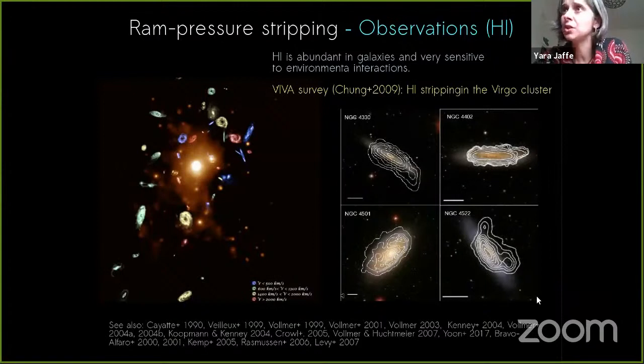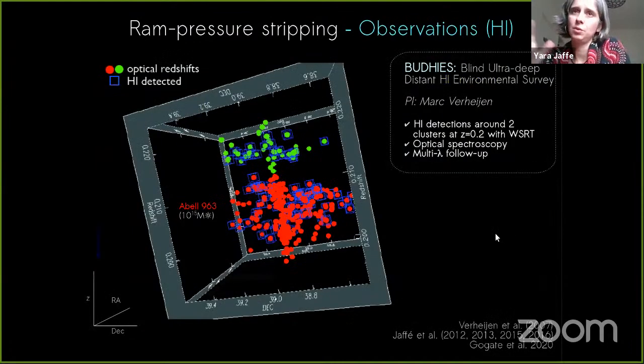If it was a merger rather than ram pressure, you would expect not such a one-sided feature, and also you would expect stars and gas to be disturbed, which is something unique about ram pressure, that you only see the gas. So I'm going to show different results from different works that have been involved regarding ram pressure and what we've learned so far in terms of how efficient this effect is.